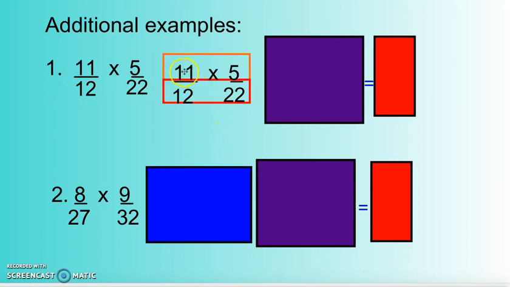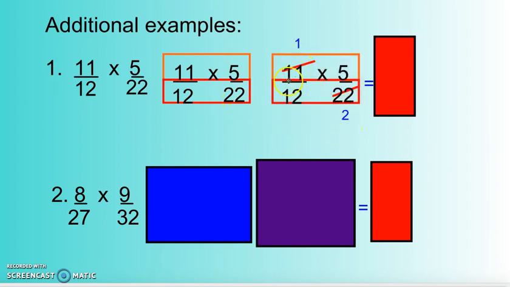Yeah, what about the 11 and the 22? What number goes into both of them? 11 and 22. Yes, 11 goes into both of them. What's 11 divided by 11? 1. And what's 22 divided by 11? 2. So look what happens. I crossed off the 11, I put 1, and I crossed off 22, and I put 2. Because that's our next step, is to simplify.